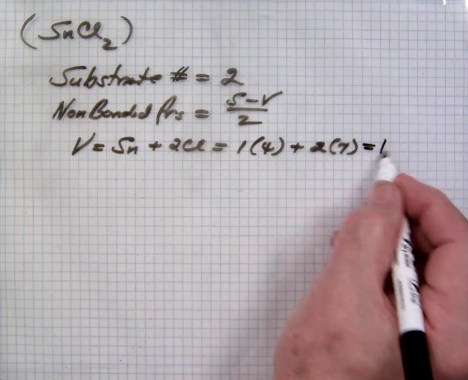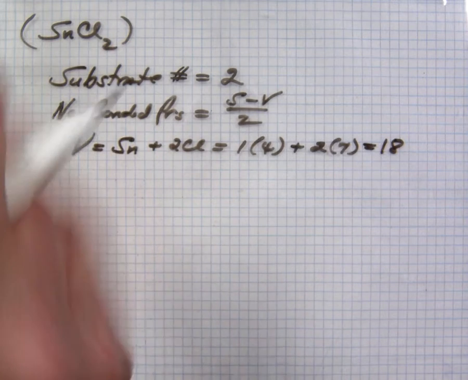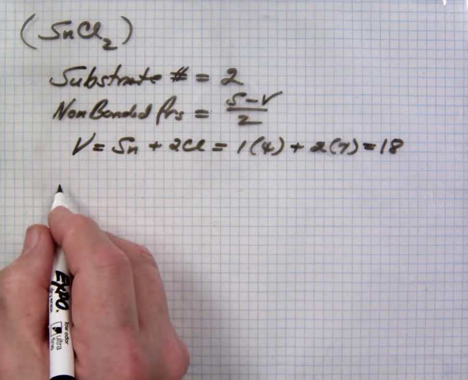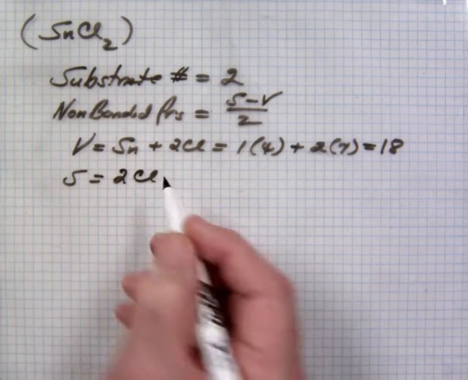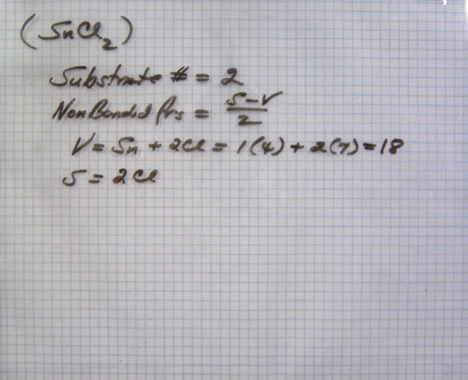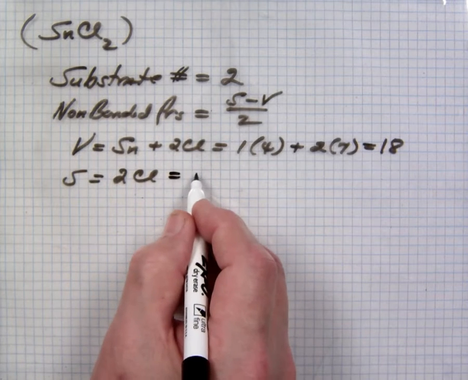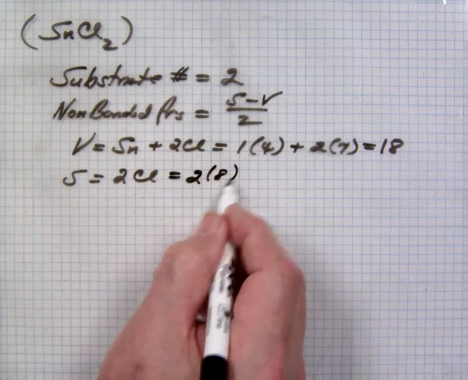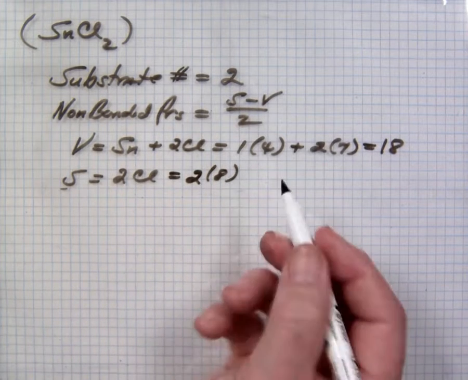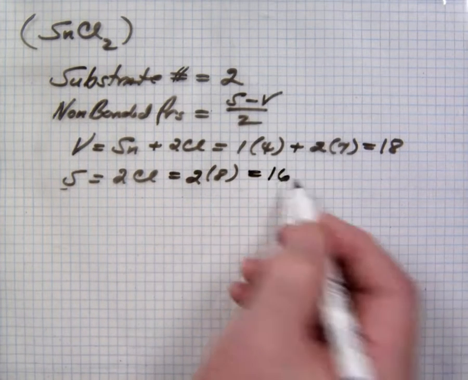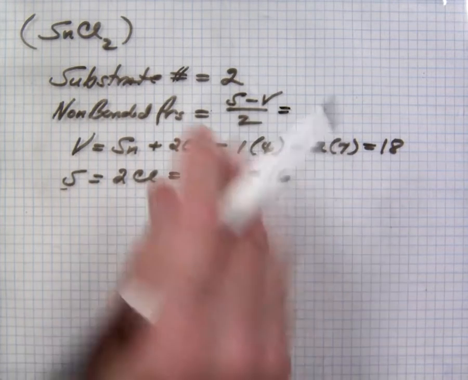So I have an 18 valence number here. And now I want the substrate number, which is 2 chlorides only. You don't figure an octet number, you figure only the attachments. When that one's bonded, it's going to be 8 electrons. It's either 8 or 2 in the substrate, and when we used hydrogen, we used 2 there. So that's 16.